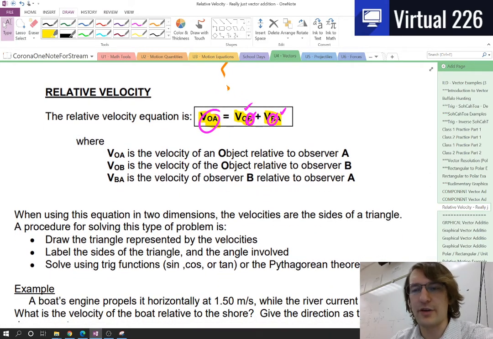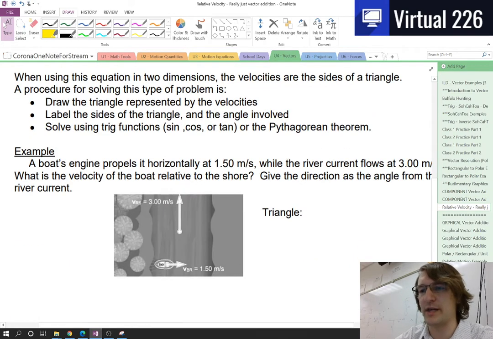Now, whenever you're setting something like this up, just draw the triangle. Draw the triangle to what actually makes sense, label the sides of the triangle, and then use your SOHCAHTOA. Pretty much like everything we've done in this unit, it all comes back to SOHCAHTOA or the Pythagorean Theorem in the end. Okay, so let's take a look at an example. Let's break down this equation and just what the heck is going on.